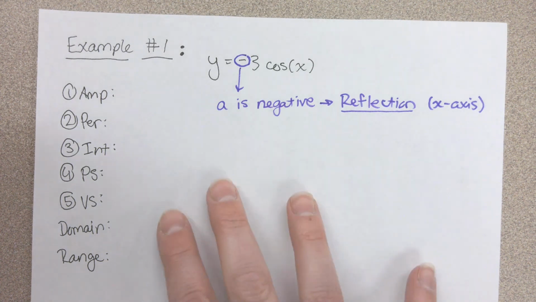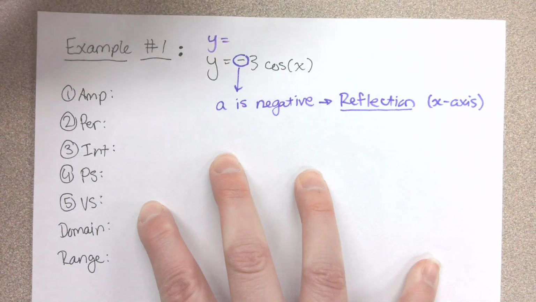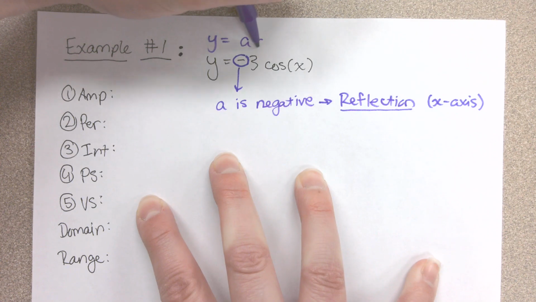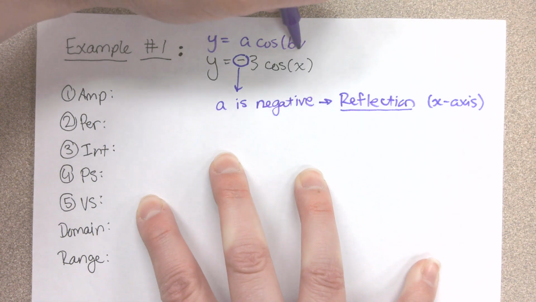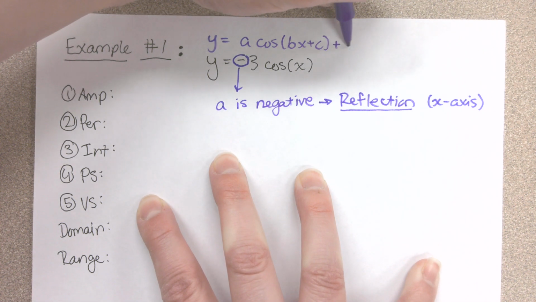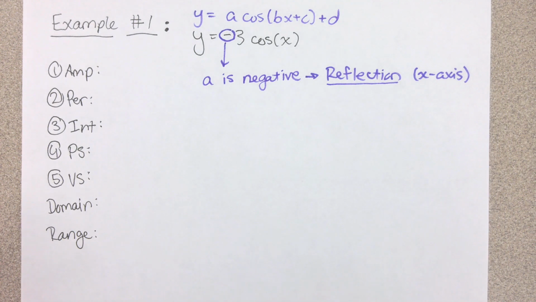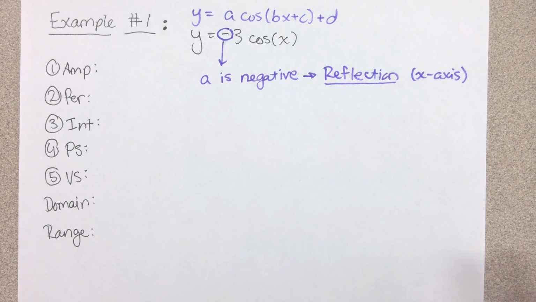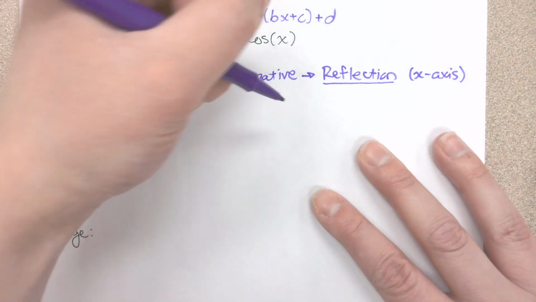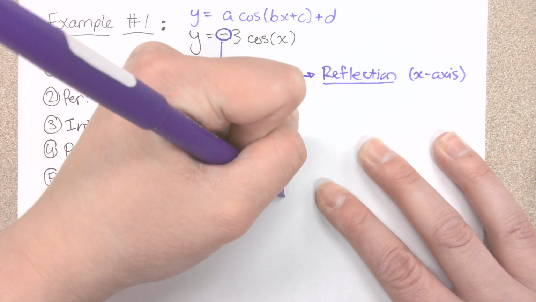Let's jot down the general information. General equation, y equals a cosine of bx plus c plus d. And I'll draw my general graph.